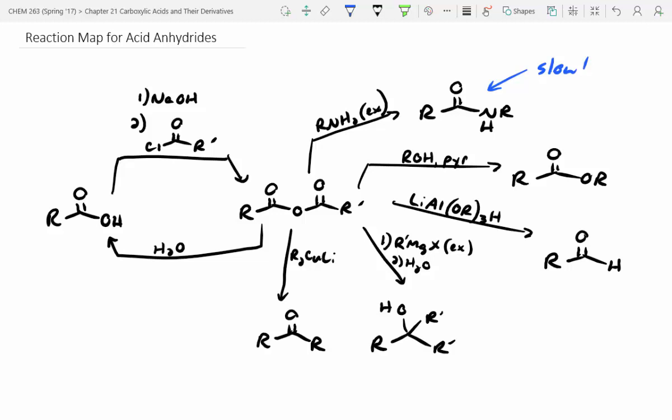Okay. So what I would recommend doing is try to get a flashcard set up with these reaction maps and just familiarize yourself with all of these reagents, because it does become a lot to manage after a while. Tomorrow when we come in, we're going to switch gears and talk about esters, which are one notch down on the reactivity level.